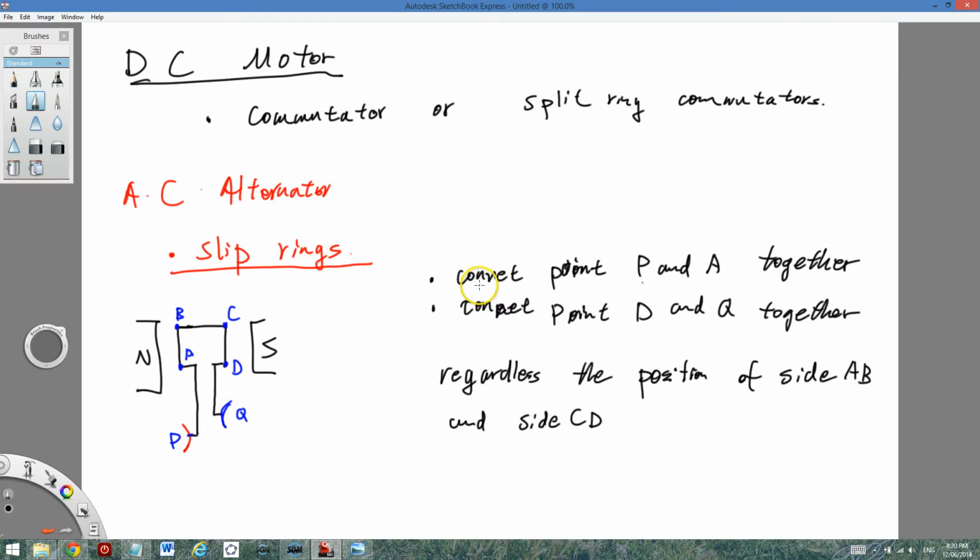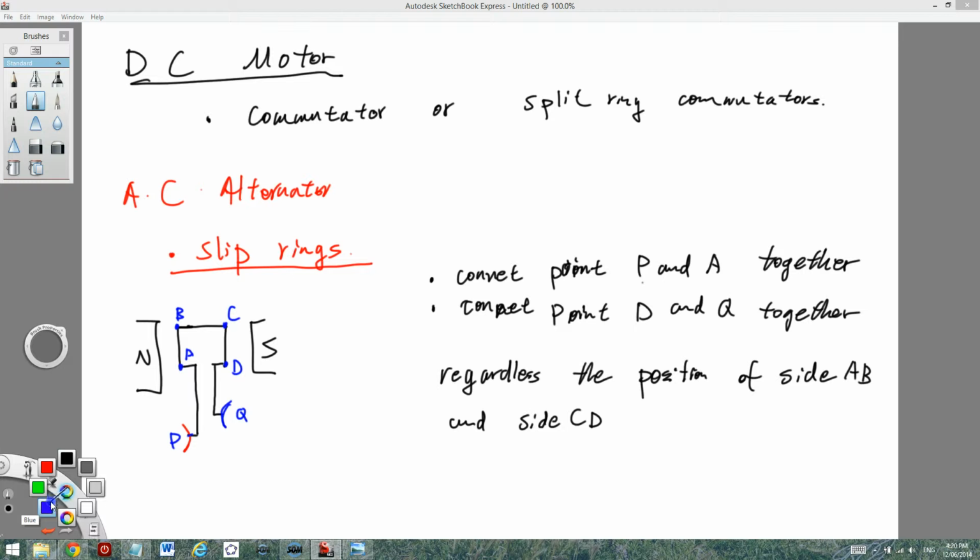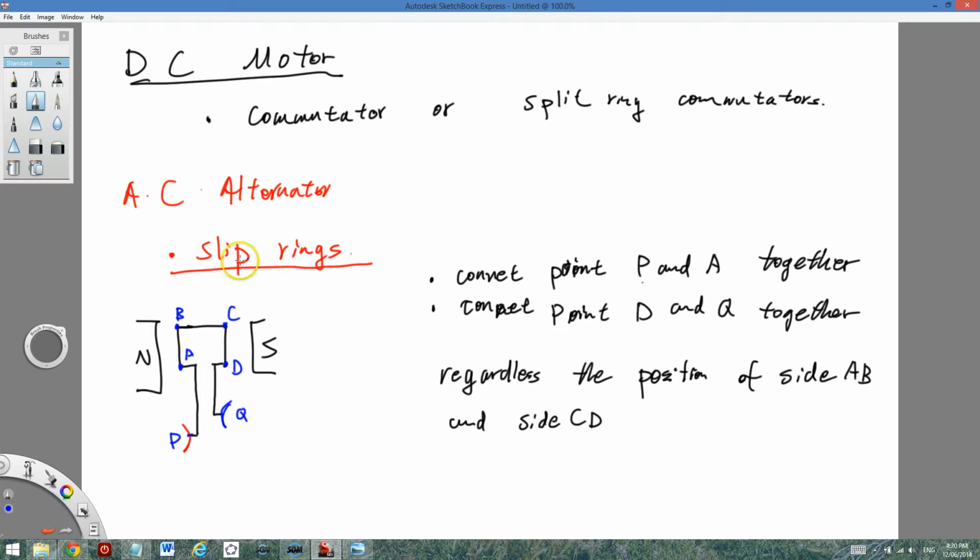So in explanation questions, if the examiner asks you to explain what slip rings do, make sure you label it. That's an AC alternator. Sketch a graph, write down this, then you get 4 marks. It's different from the commutator, also the name. Don't write it down somewhere so you don't get confused.